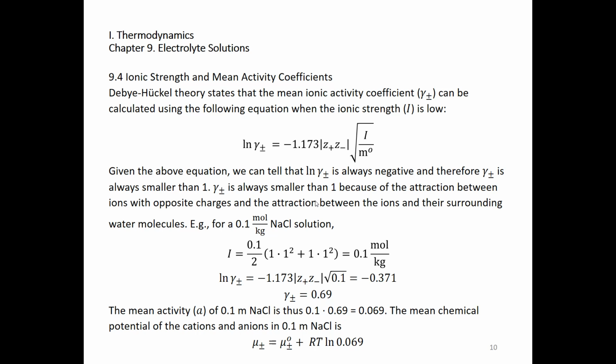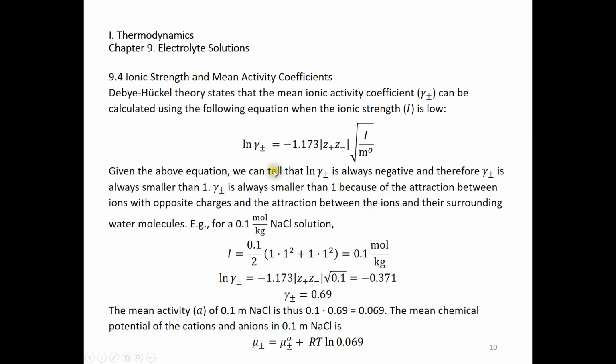Of course there's a repulsion, but when you dissolve electrolytes in an aqueous solution, the attraction between these ions is greater than the repulsion between these ions. And also, of course, there's going to be attraction between the ions and the surrounding water molecules.